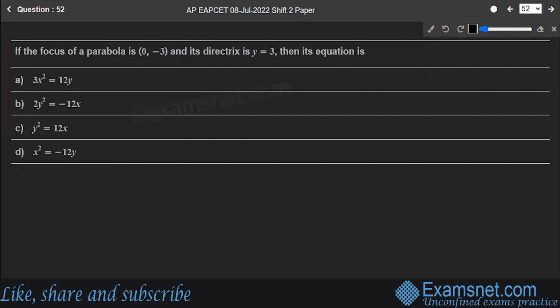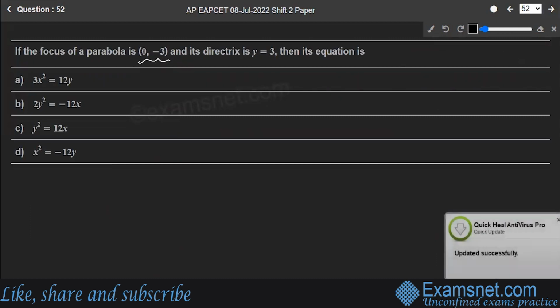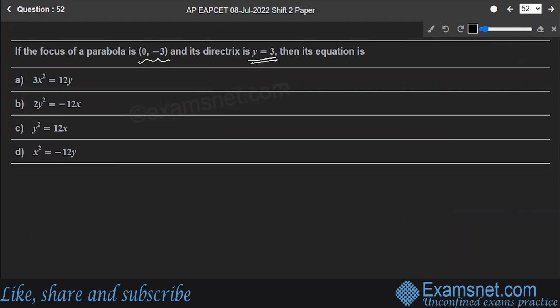If the focus of the parabola is (0, -3) and its directrix is y = 3, then its equation is which of the following options? Easy question, not a problem, but let's make the figure for it. This is the coordinate axis for the problem: this is the y axis, this is the x axis. You are given that the directrix is y = 3. Let's make that line also.